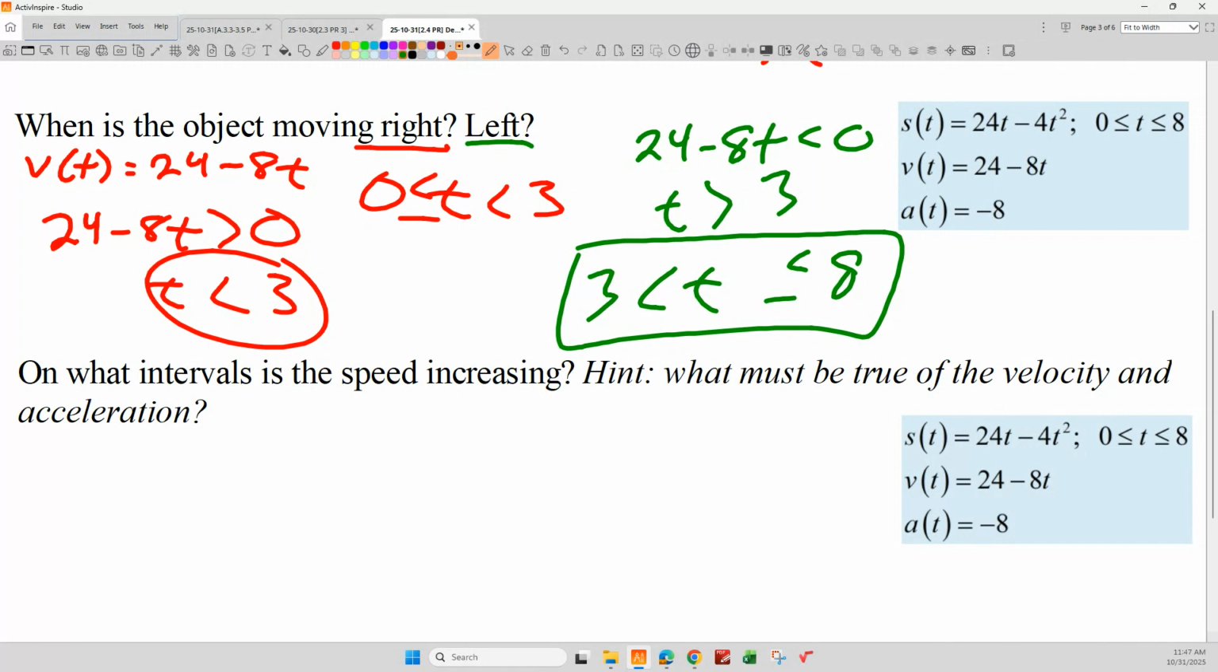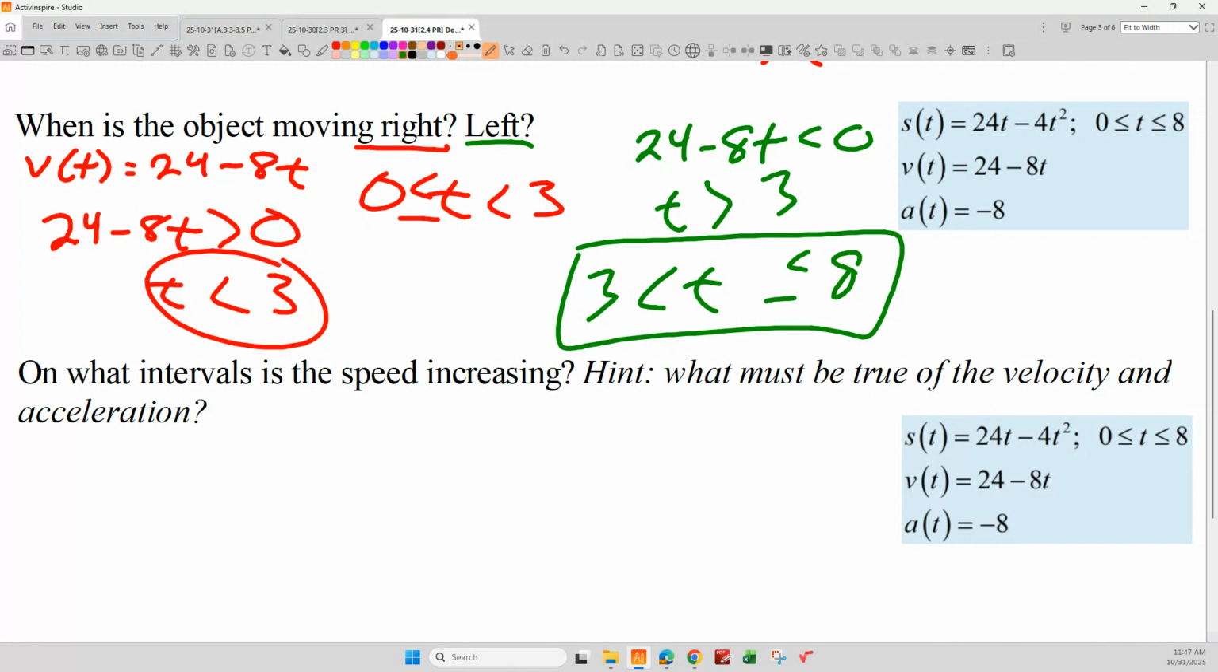When is the speed going to be increasing? Yeah, exactly. When the invisible hand is helping me along, right? When it's pushing in the same direction as the velocity. Okay, so then all we have to do here is figure out when the velocity and acceleration are aligned, when their signs are aligned, right? When they're either both positive or both negative.